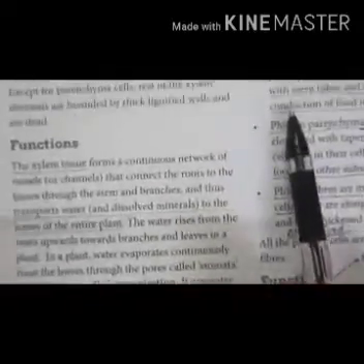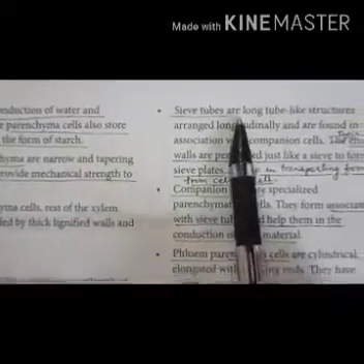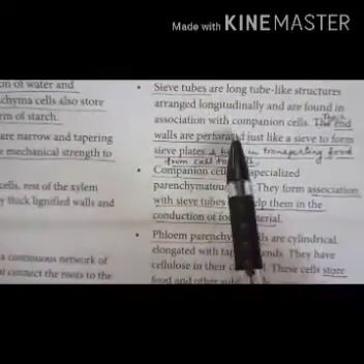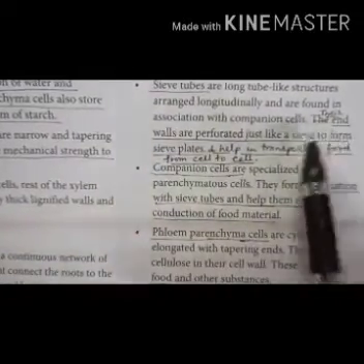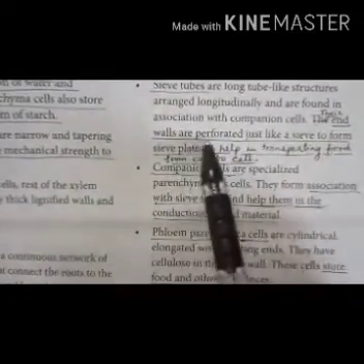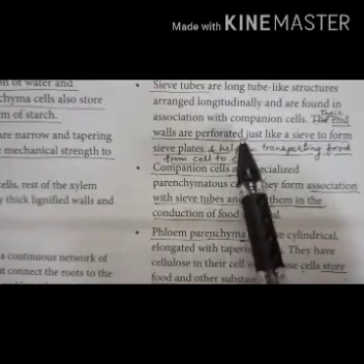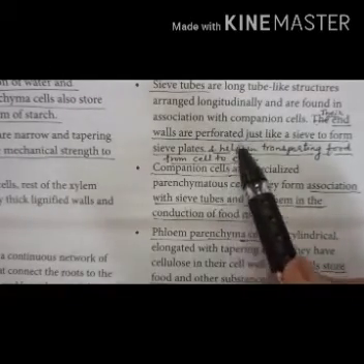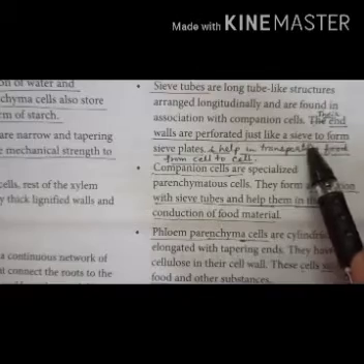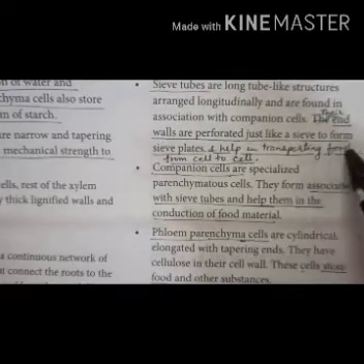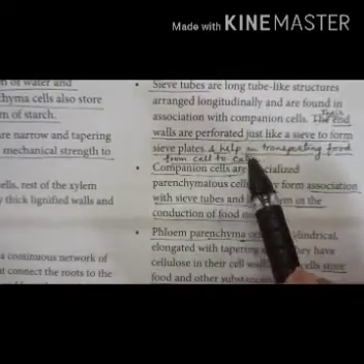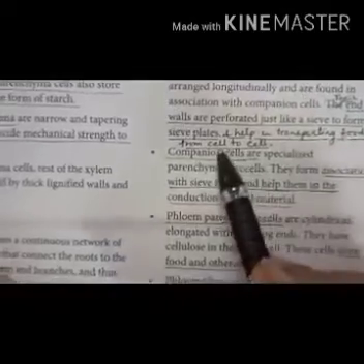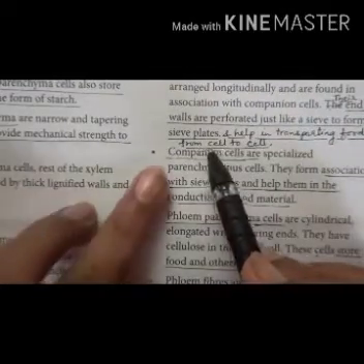Okay, now what are sieve tubes? Sieve tubes actually have end walls that are perforated. Perforated means having minute pores, just like a sieve. What is a sieve? Channi in Hindi. They form sieve plates, and they help in transporting what? Food from cell to cell.